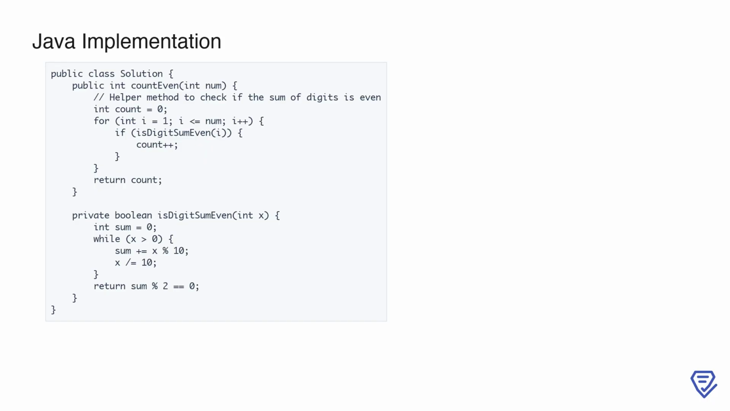This is the Java implementation of LeetCode problem number 2180, count integers with even digit sum. The logic mirrors the Python implementation, using a helper method to determine if the sum of the digits of an integer is even. The main method iterates through all integers from 1 to the input number, applying the helper method and counting those with even digit sums. Key differences include explicit type declarations, the class structure required in Java, and the use of primitive types for efficiency.